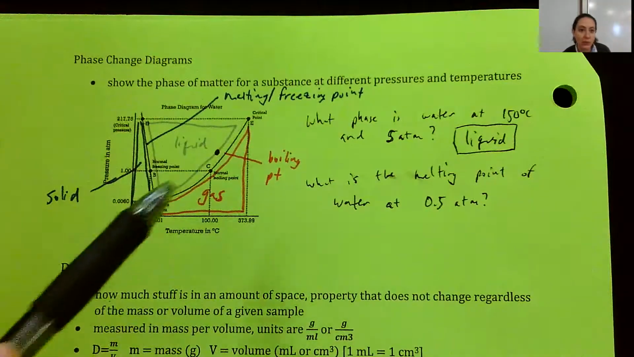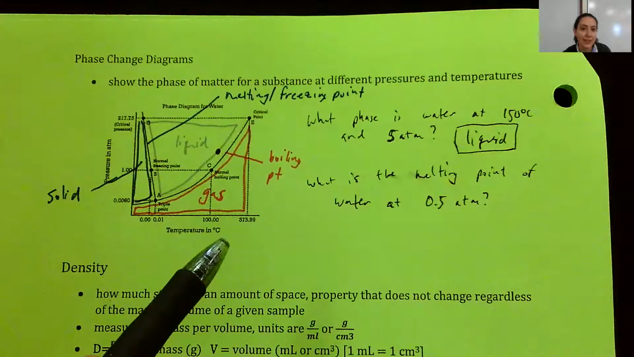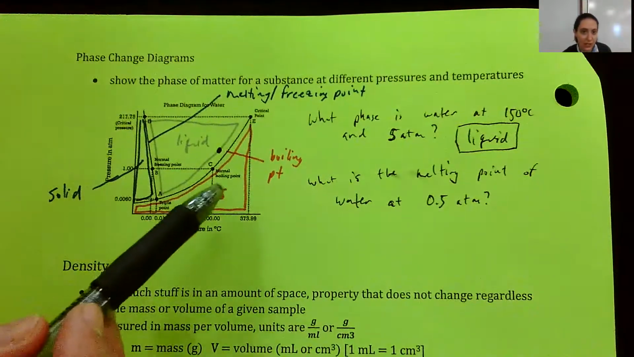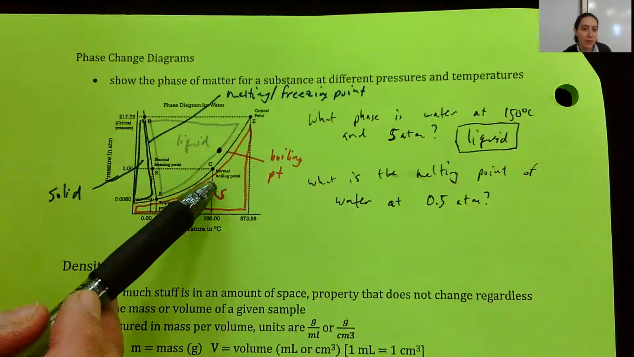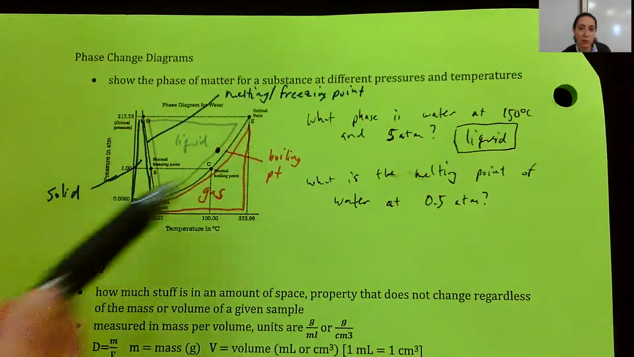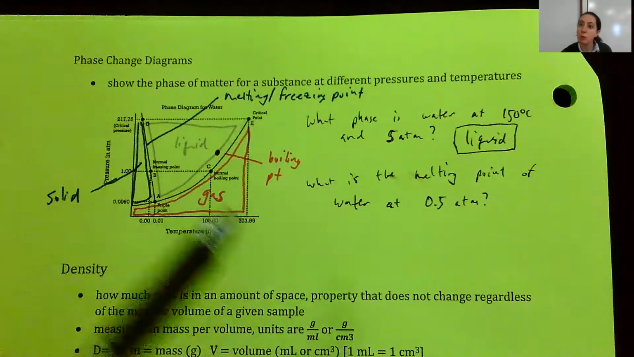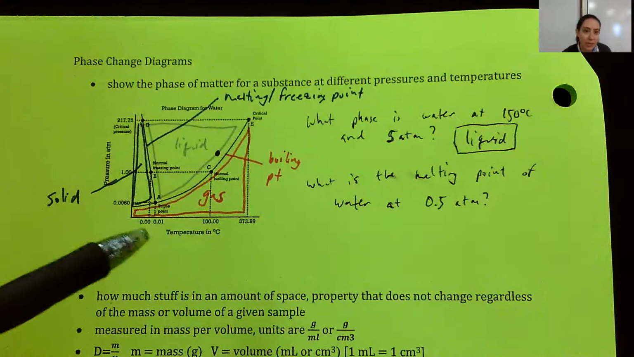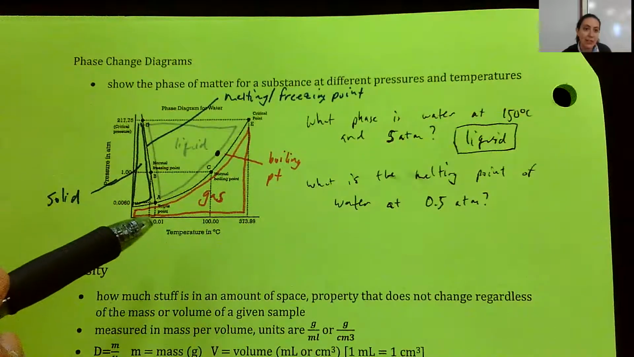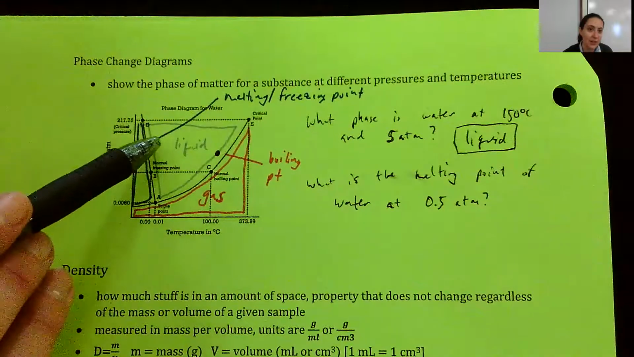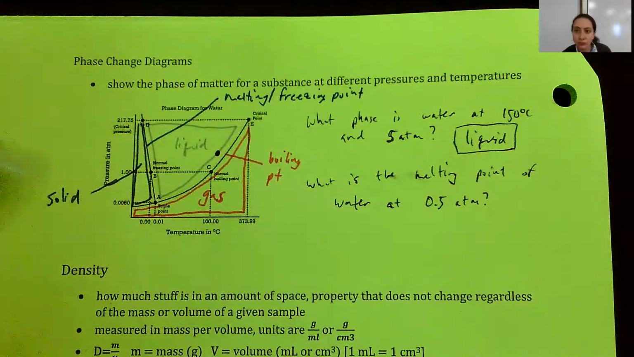If that dot were, let's say, 100 degrees Celsius and half an atmosphere of pressure, water would be boiling, because the dot would be about here, below the boiling point line in the gas section. So it would be a gas. If we were at 0 degrees Celsius and 200 atmospheres of pressure, that might be up here and that might be a liquid. So it's really just about graph interpretation, which you should be able to do.